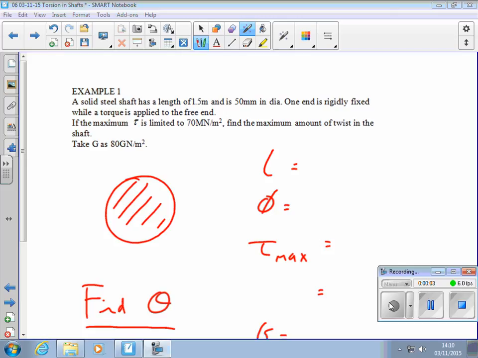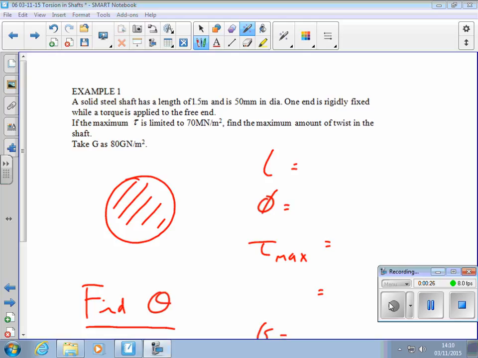Okay. J equals pi d to the fourth over 32, because it's a solid shaft. Yes, we can. So we can find J, can't we? Well, do we need J? That's the question. Maybe we do, maybe we don't. We're after theta. The first thing to do is to look for what we know, write down what we know, and then what we want to find, and then look for a formula that will allow us to find it.